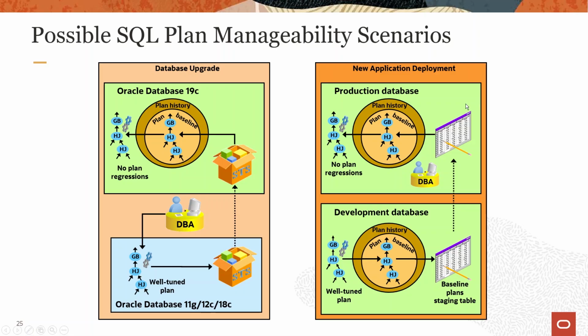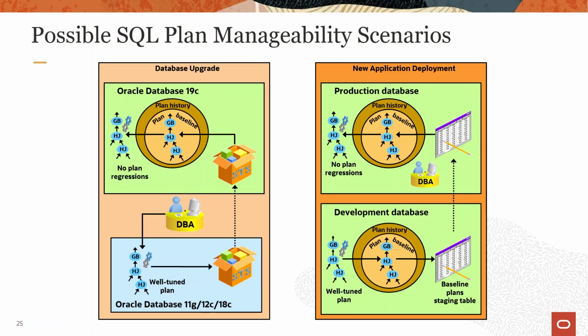Another scenario is a new application deployment. What does this mean? Let's say you have a development database. Developers have built an application for you and tested it upon a development database, and you get all good execution plans. Now, if your application is going to work upon your production database, there is a big chance that your production database is not configured in exactly the same way as that development database.